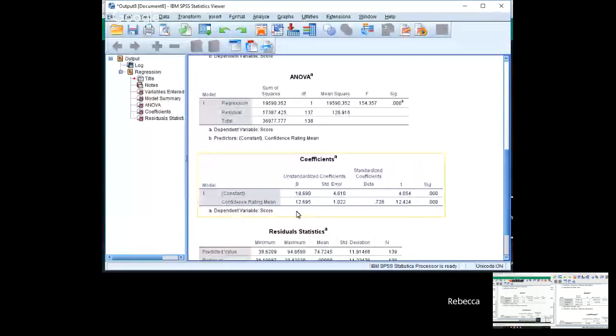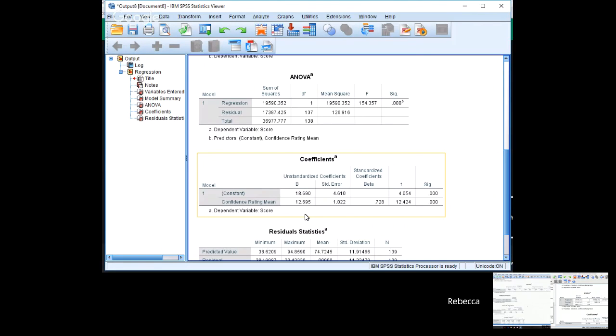This is my output box right now. This coefficients box in the middle of my screen here, that's the answers that I got, and this seems more appropriate for a slope. We've already done this one. We had this exact data set. So the y-intercept is 18.69 and the slope is 12.695. We did this problem last time.